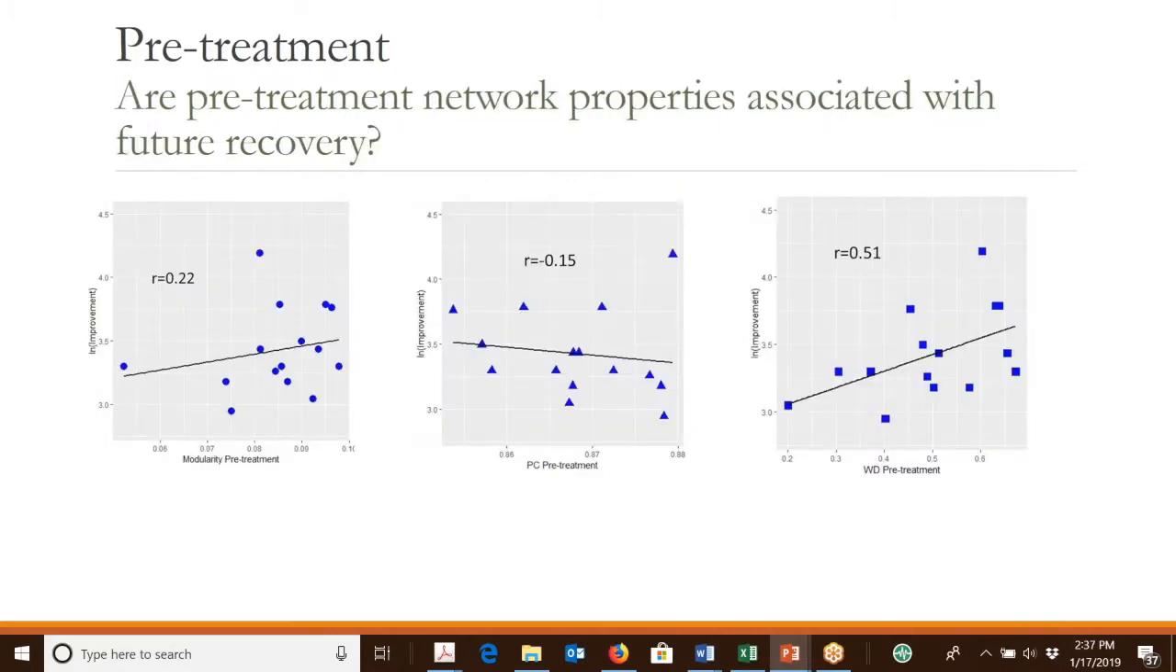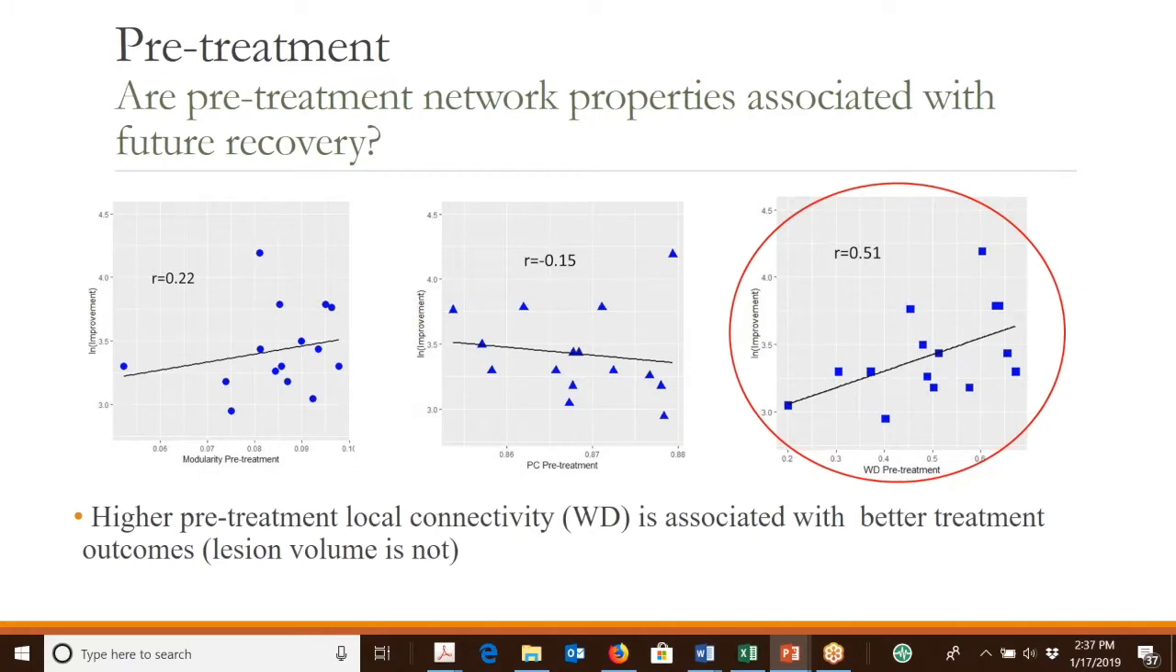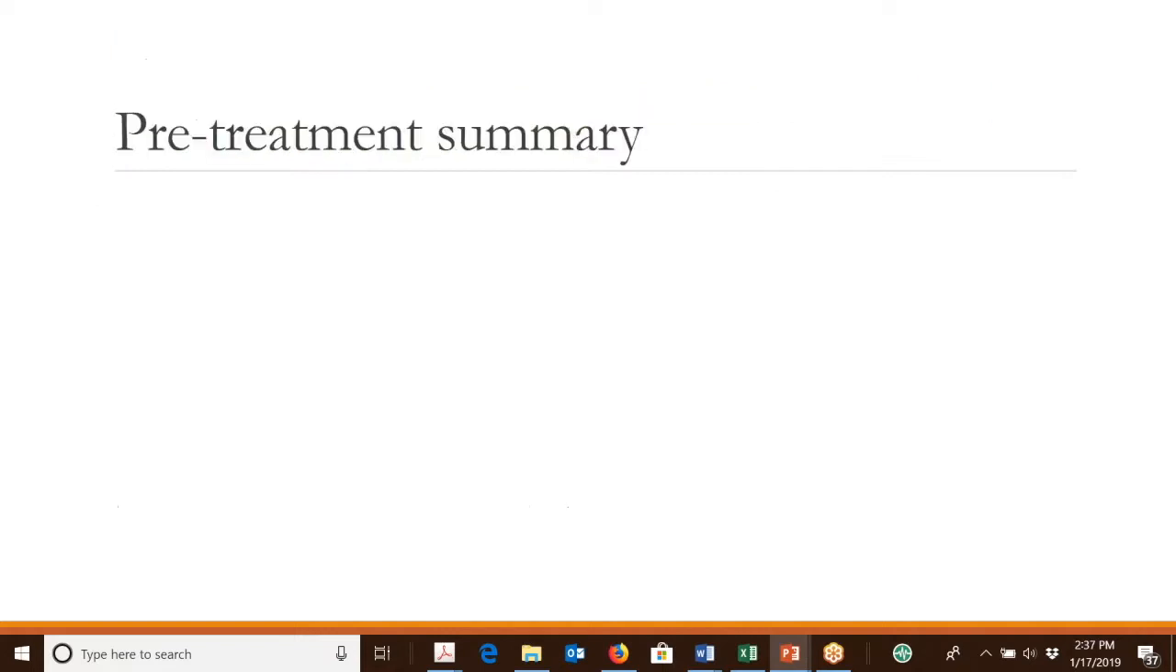The third pretreatment question was: are pretreatment network properties associated with future recovery? What we see here is that there's a significant correlation between the WD, the local integration values before treatment, and future response to treatment. So individuals that have higher modularity due to high local integration are going to respond better to treatment. And similar to other studies, we find that lesion volume is not a predictor of response to treatment.